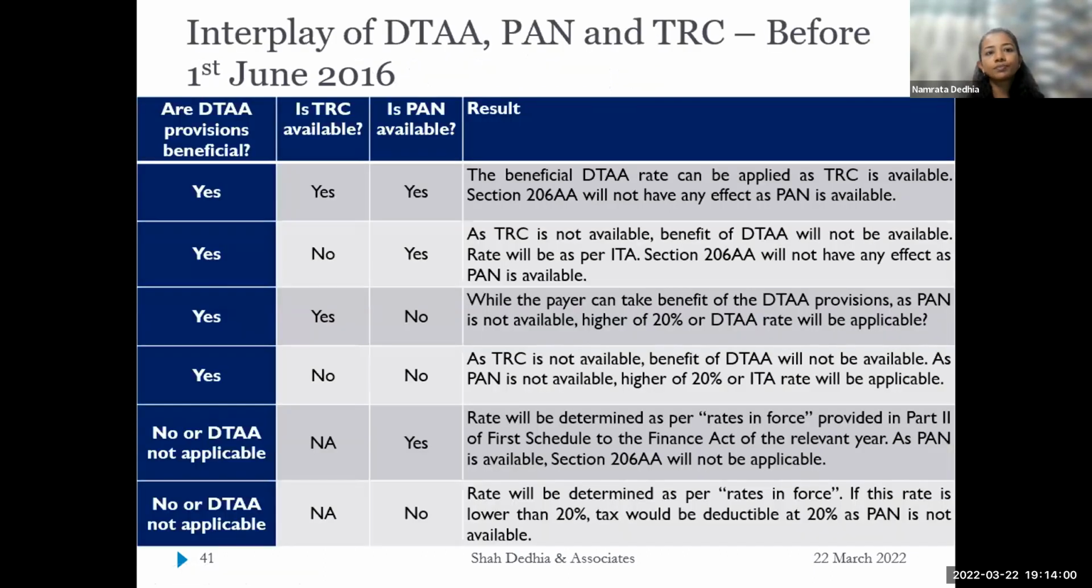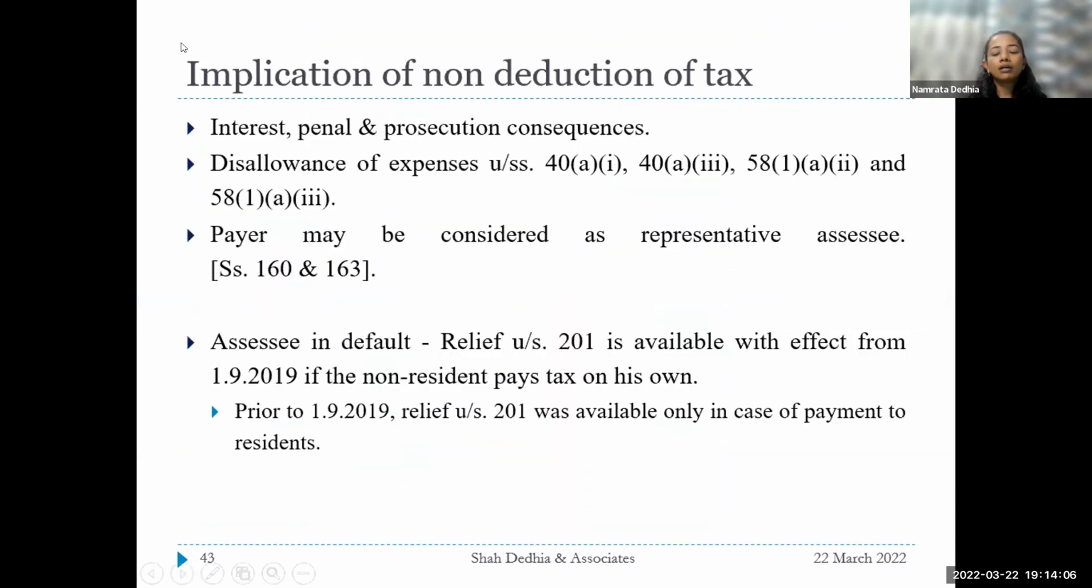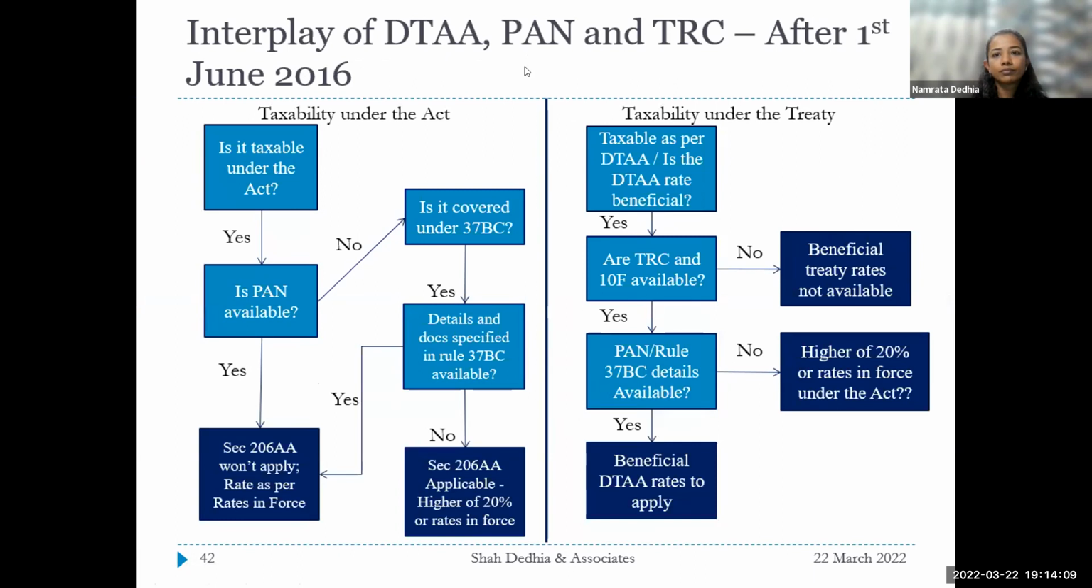Grossing up, we discussed. I will skip this slide and go to the next one. Interaction between 206AA, PAN, TRC. So under the Act, you will have to check, is it taxable? Is PAN available? Then 206AA does not apply naturally. Is it covered under 37BC? Then again 206AA doesn't apply. And only when 37BC details do not have PAN or TRC, then 206AA applies.